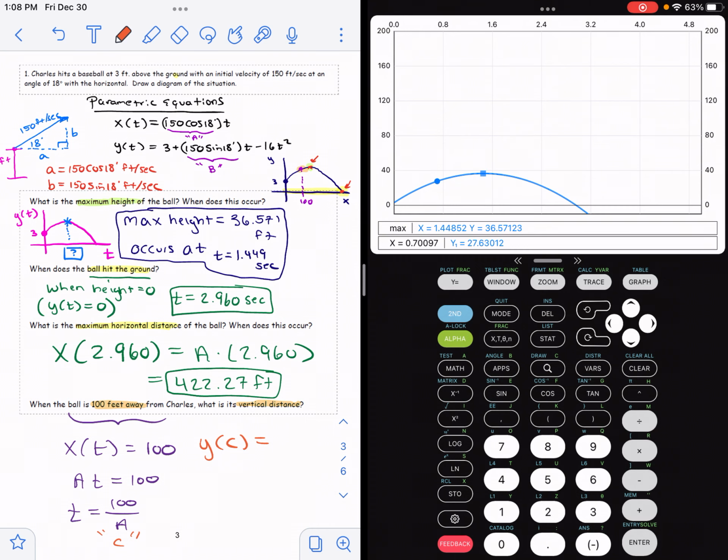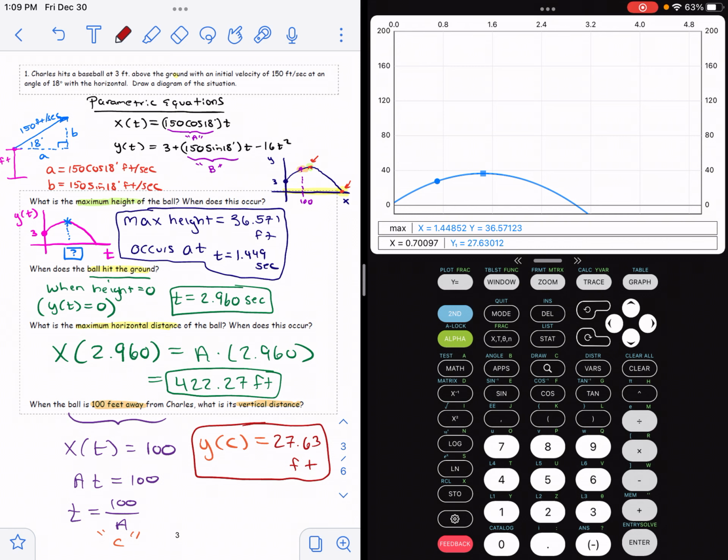It is 27.63 feet. It's the bottom row. I know this calculator is slightly different than some of the TI-84s, but it's close enough. So 27.63 feet, that is the height. You can see it's that blue dot on the left side of the parabola here. All right, so this is equal to 27.63 feet, and we are done.